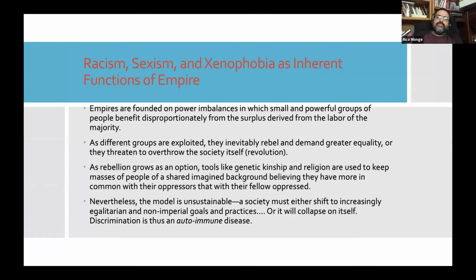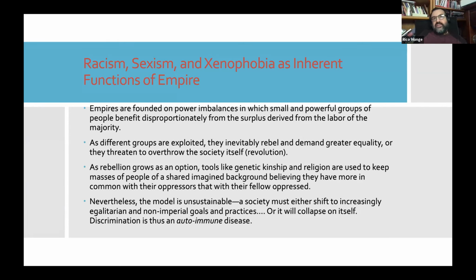Anyhow, all the major types of discrimination, racism, sexism, xenophobia, the hatred of the foreigner. What Marx and many historians following him find is that these are inherent functions of empire. That when a culture becomes imperial, looking to continually and rather infinitely expand its power and influence, it ends up being founded on and perpetuating power imbalances, where small groups of people benefit disproportionately from the surplus derived from the labor of the majority of people.